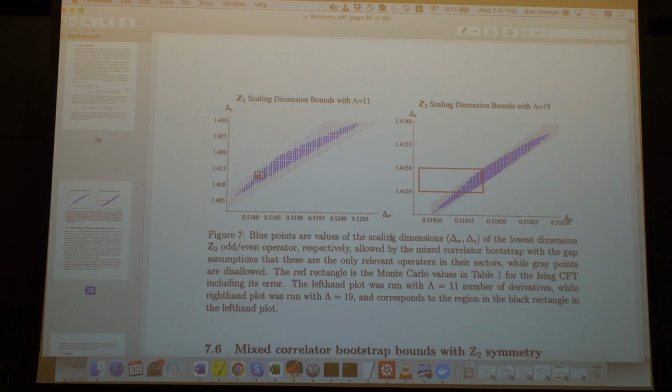So here in this plot, the x-axis is delta sigma, the y-axis is delta epsilon. I basically looked at this grid, which is these light gray dots. The ones that are allowed are the blue dots, the ones that are disallowed are the light gray ones. And you see that you in fact get an island. Now, I did this for a fairly low number of derivatives, lambda equals 11, and so that's why this island is not that small. Then again, it's not that big either. The x-axis is going from like 1.405 to 1.43, and so that is pretty good. It's not as good as Monte Carlo, but this is just something I did on my computer in a day.